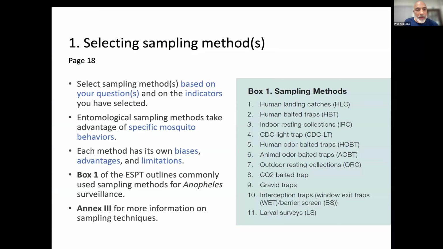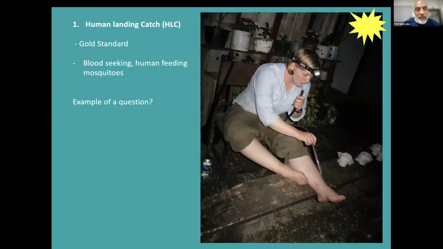So the first sampling method, this is considered the gold standard as an important sampling method, but of course, it is based on what your question is, right? It is the human landing catch. And as you can see, the mosquito behavior this sampling method takes advantage of is blood seeking, human feeding mosquitoes. We use a human as a bait.